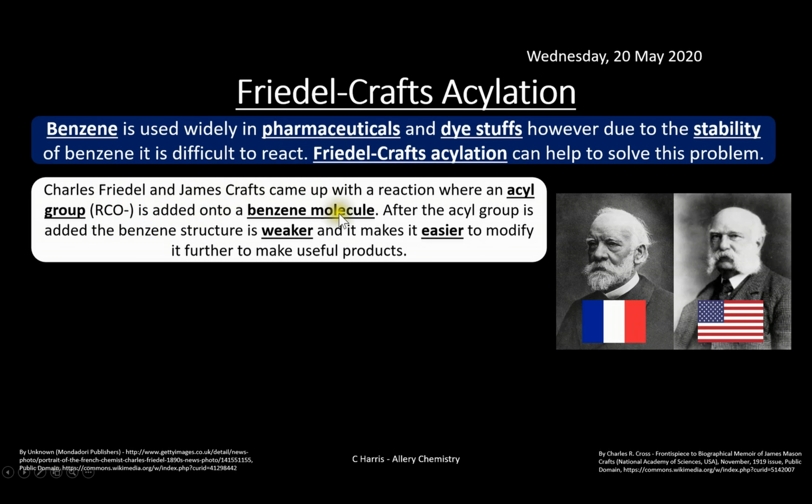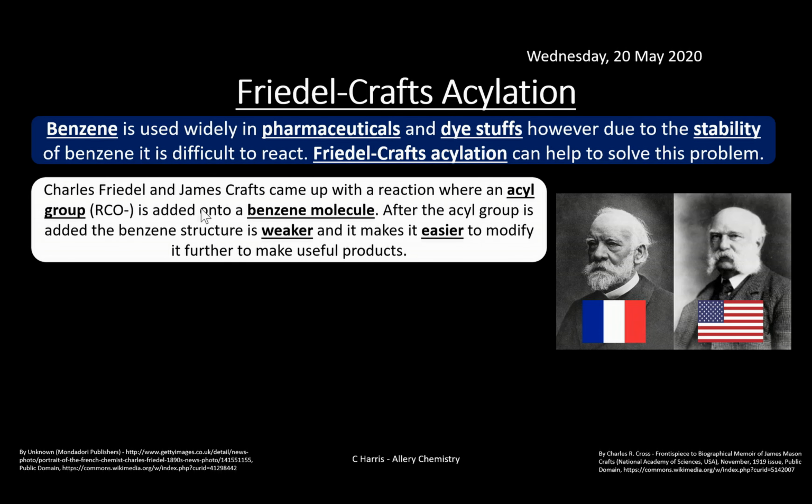If it's added to a benzene molecule, after the acyl group is added, the benzene structure is actually a good bit weaker than what it was before, and that makes it easier to modify. So it's effectively trying to break into that benzene ring and add a functional group on there, and once we've done that, it makes it a lot easier to then add what we want to that benzene ring. So it's breaking the ring structure in the first instance that's difficult.